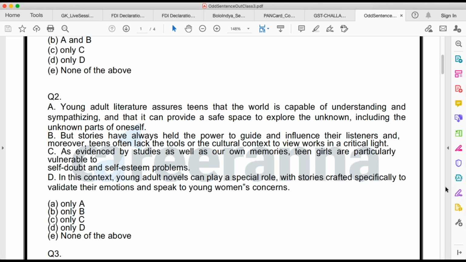I would have gone for E if sentence number C would have talked about the cause of that vulnerability as a story, as a literature, as a novel. If it would have said, as evidence that girls who read more novels, they are more vulnerable to self-doubt and self-esteem, I would have then marked E.